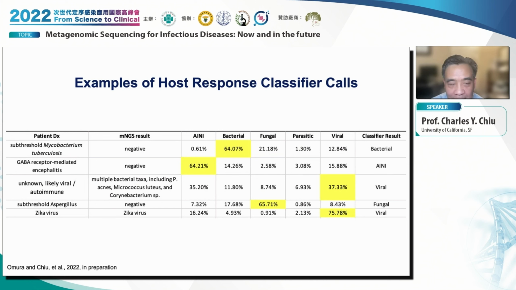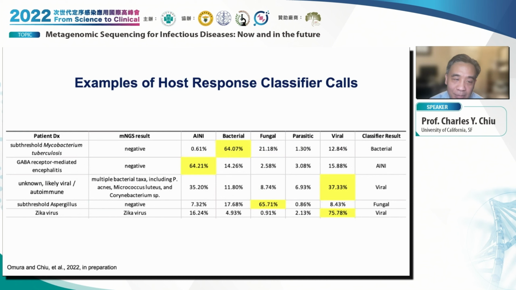We also had a case of a GABA receptor, and this is an autoantibody receptor-mediated encephalitis. And you can see here that the metagenomic sequencing result was negative, as you might expect, because this is an autoimmune disease. And indeed, this is concordant with the host response.